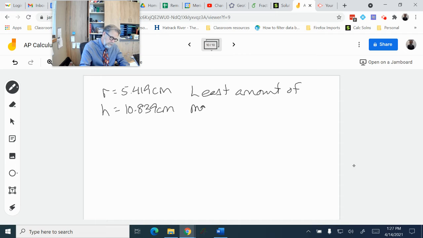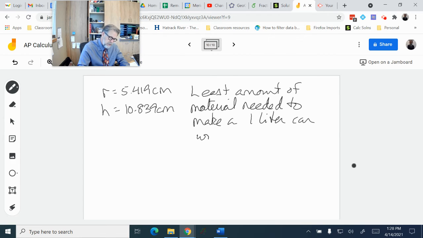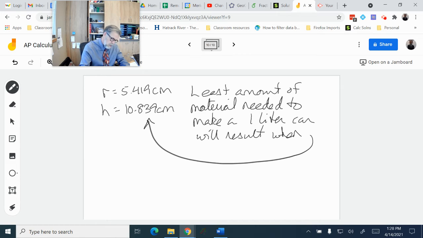which means that the least amount of material needed to make a 1-liter can will result when the radius of the can is 5.419 centimeters. The height is 10.839 centimeters.